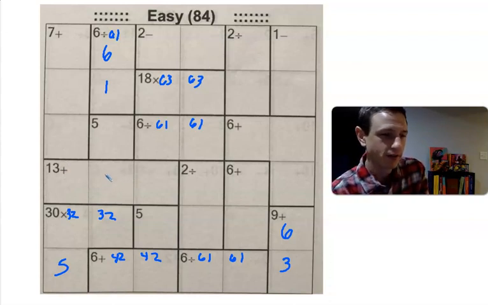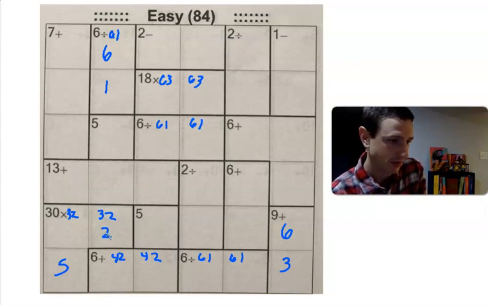So let me think about that again. If this was 2, this would have to be 11, which is 6 and 5. 5 can't go here, 5 can't go here. So this has to be 2. 2 cannot go in that spot. So since this is 2, this is a 3. So 6, 5.